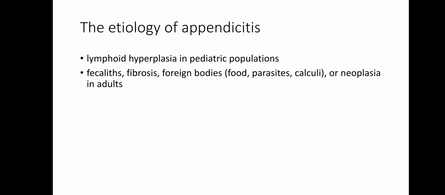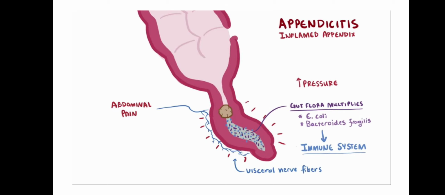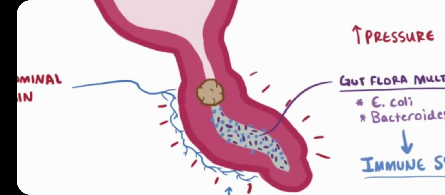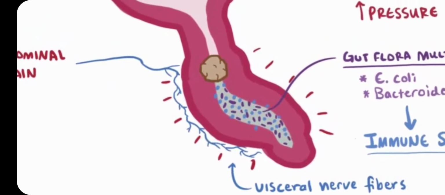populations. In adults, it may be due to fecaliths, fibrosis, foreign bodies, food, parasites, calculi, or neoplasia. Early obstruction leads to bacterial overgrowth of aerobic organisms in the early period, and subsequently, it leads to mixed flora. Obstruction generally leads to increased intraluminal pressure and referred visceral pain to the periumbilical region.